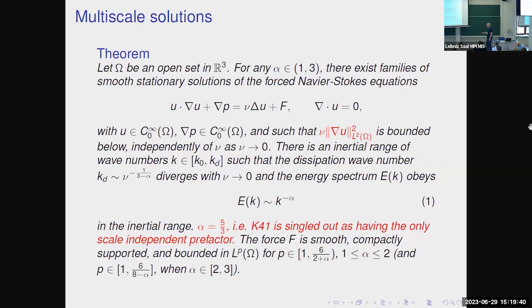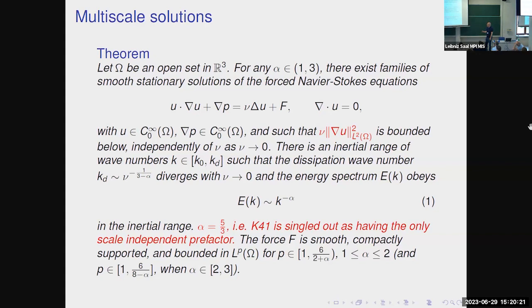And the number 5/3 occurs as it's singled out by the requirement that the prefactor here, so there is a constant here behind this little snake, that prefactor be independent of the size of the box in which the omega. So that's the only one. Then if you require that, you get 5/3 by just algebra. And the force is smooth itself, bounded, supported in L^p, and P is in some range, and then vanishes in some range.